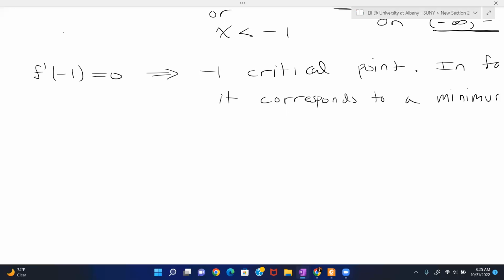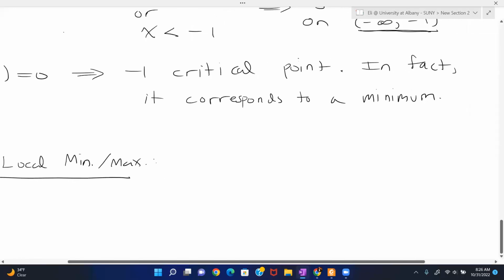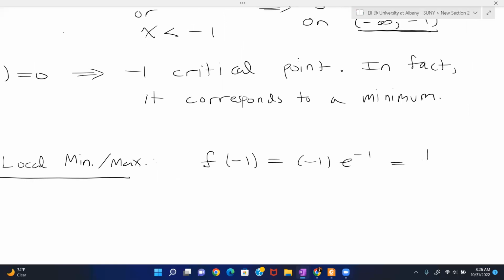All right, so I guess I kind of combine this, so this is a local min or max. So we already know that -1 corresponds to a minimum, so let's just plug that into the function. It's going to be -1 times e to the -1, so it's -1 over e, the local minimum. This is our local minimum.